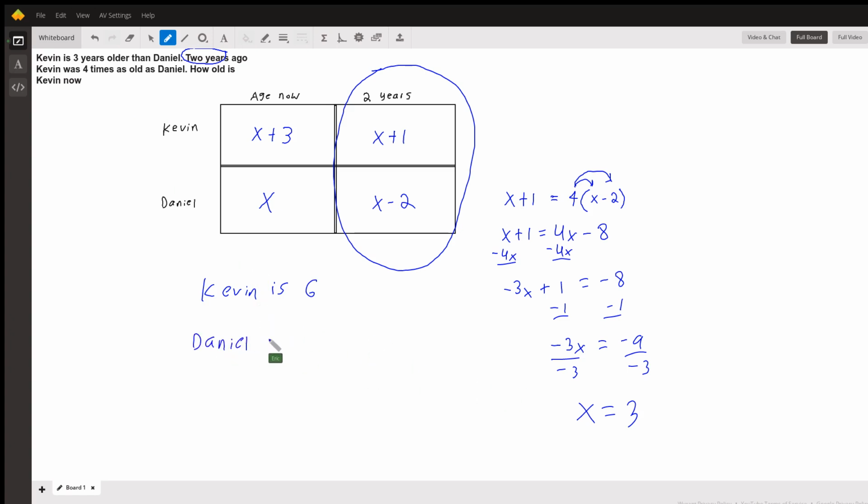Now, it's a good idea with these problems to check if it makes sense. Read the problem over. Kevin is 3 years older than Daniel. Well, is 6 3 more than 3? Yes, it is. So that part checks. 2 years ago, Kevin was 4 times as old as Daniel. Well, 2 years ago, subtract 2 from Kevin, you get 4. Subtract 2 from Daniel, you get 1. Yes, Kevin was 4 times as old as Daniel when Daniel was 1 year old. So, yes, all our information does make sense.